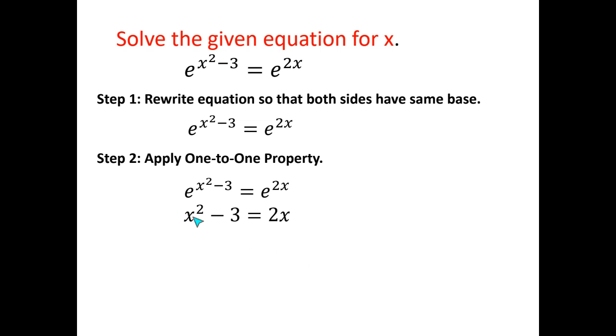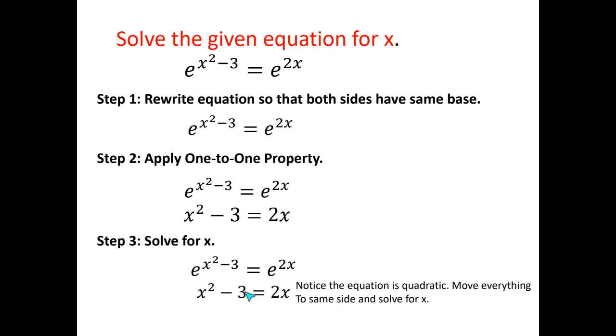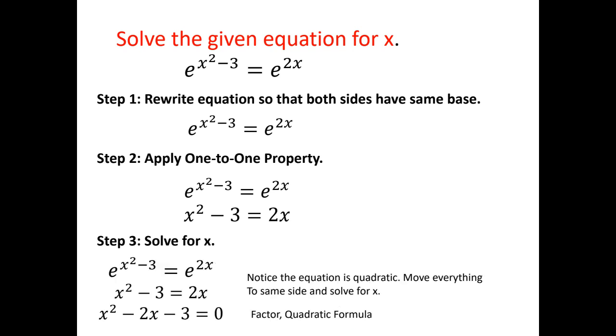Notice that what's left here is an equation that is quadratic since we have a power of 2. So in order to solve something that is quadratic, we have to take everything to the same side. So we're going to go ahead and take this 2x to the left side. Let me go ahead and do that. So I get x squared minus 2x minus 3 is equal to 0.